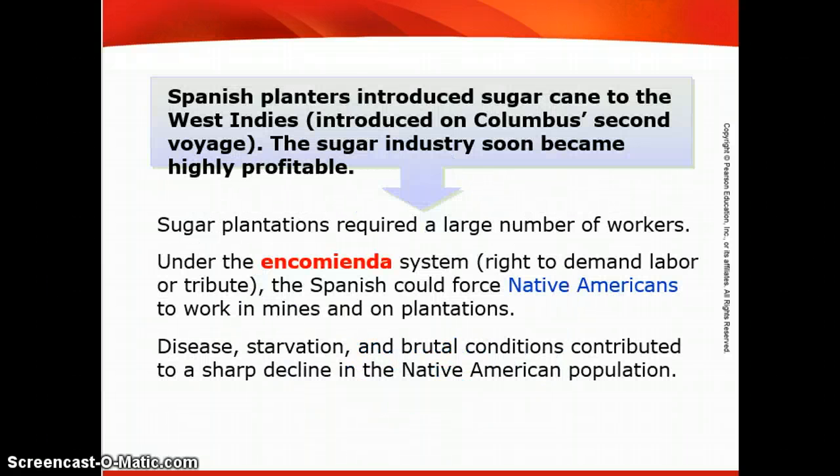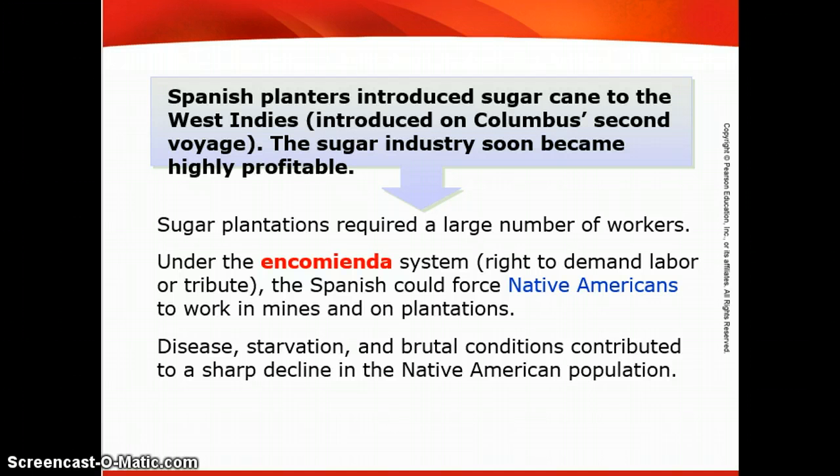Spanish planters introduced sugar cane to the West Indies. It was introduced on Columbus's second voyage, and the sugar industry soon became highly profitable. Sugar plantations required a large number of workers. The encomienda system will be established. Encomienda means the right to demand labor or tribute. The Spanish could force Native Americans to work in mines and on plantations. Not necessarily slave labor, but really close.